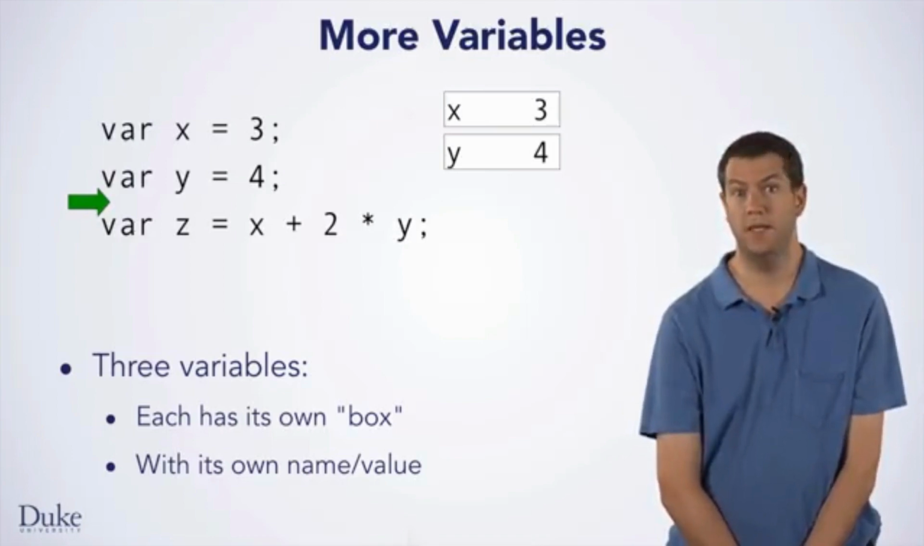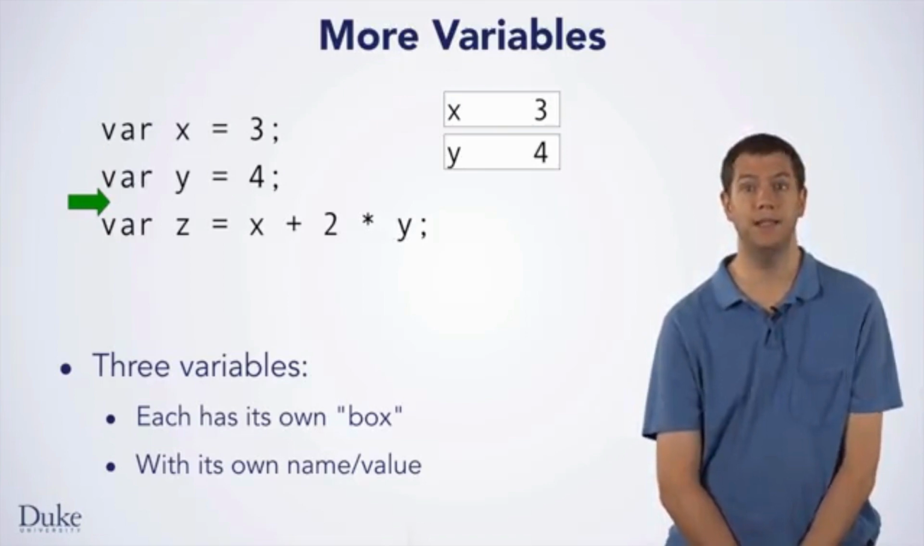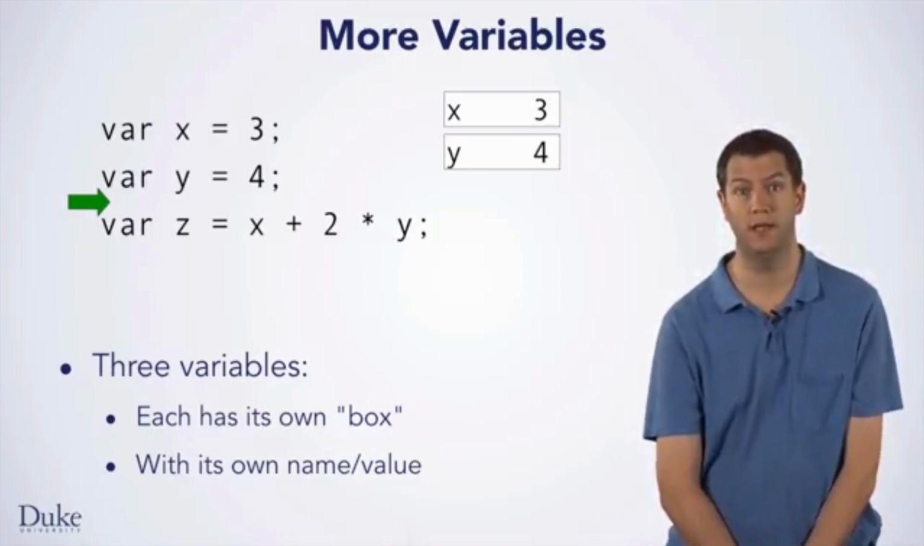The final statement is a bit more complex. It declares a variable called z, but the right-hand side of the equal sign has a more complex expression to compute the initial value, x plus 2 times y. Expression is the technical term for a combination of values and operations to compute a value from them.